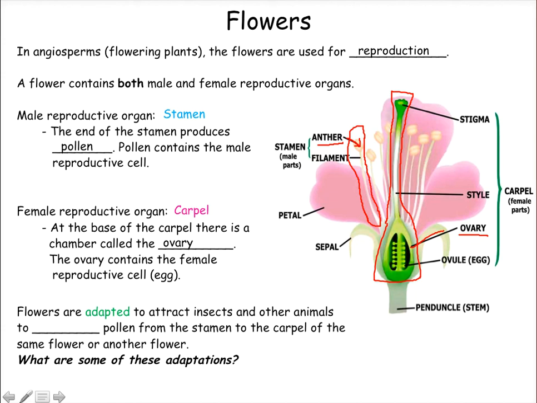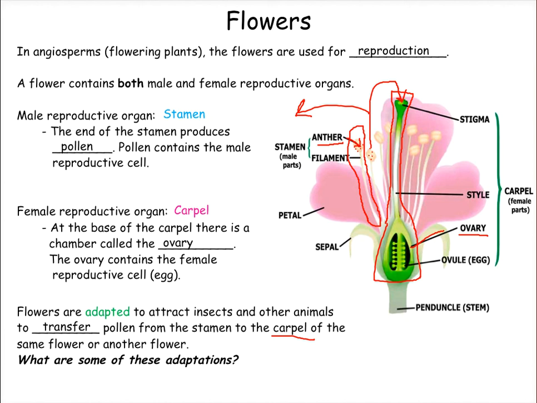Now, flowers are adapted to attract insects and other animals in order to transfer pollen located on the anther here. These little dots would represent pollen. And the idea is that the flower needs to attract pollinators to transfer the pollen from the stamen to the carpel of either the same flower, so we could transfer the pollen to the same flower, or to another flower elsewhere.